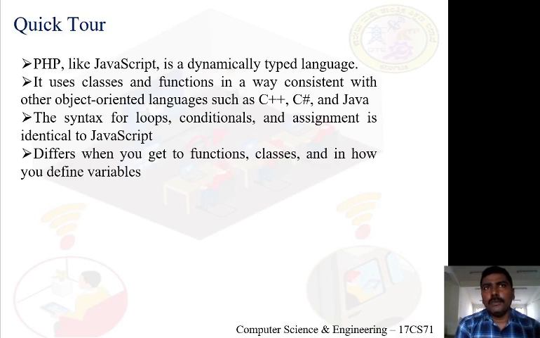Means a variable can be of int type initially. Later, it can store a value of float type, or even later it can store a value of string type, or even an object type. And hence I said in JavaScript there are no explicit keywords like int, float, char, string. There's only one keyword, var, right? So similarly, PHP is also a dynamically typed scripting language.